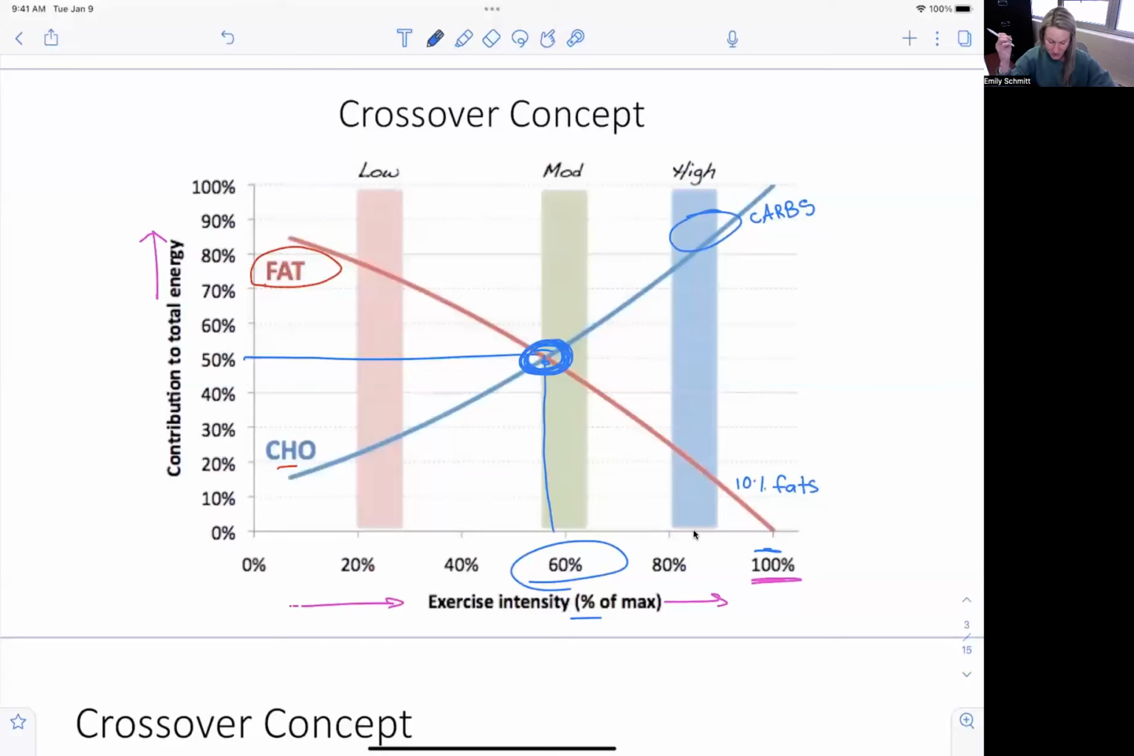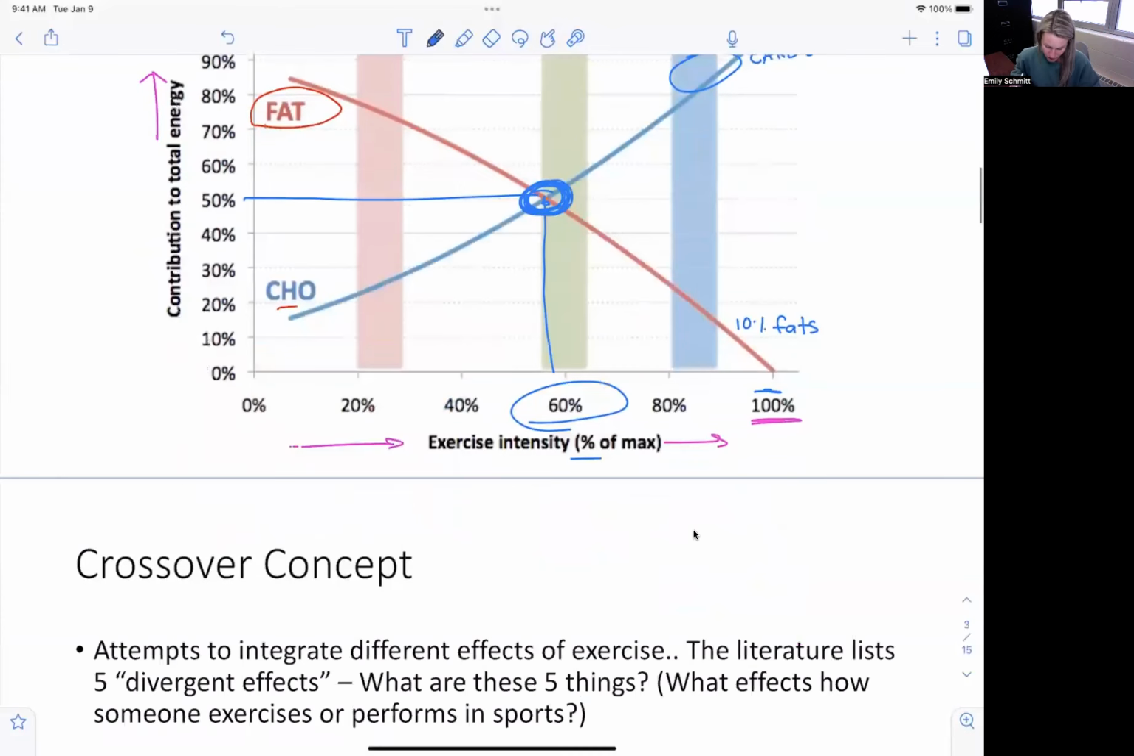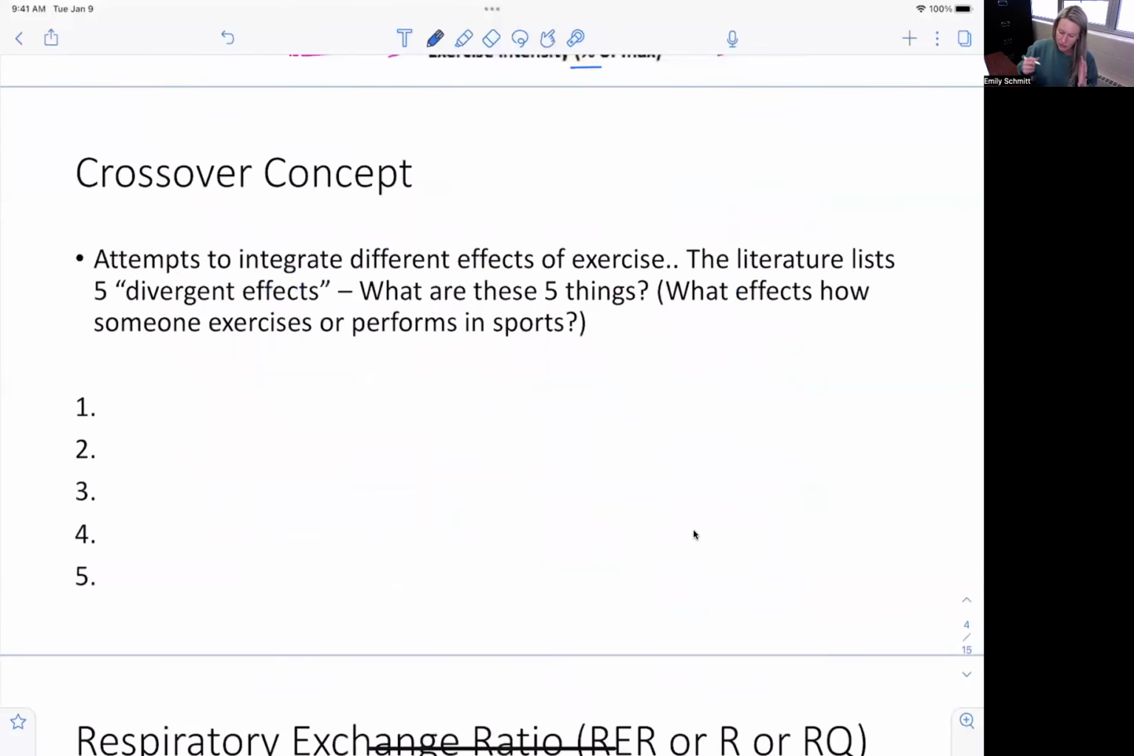Okay, so in continuing to talk about this crossover concept, we have attempts to integrate different ways of exercise. The literature lists these 5 divergent effects that affect how someone performs, or is good, I guess, at sports. And this is gender, age, prior training, and we've talked about these factors before, exercise intensity, and nutritional status. I'm sure you could come up with more, but this is what your book outlines.